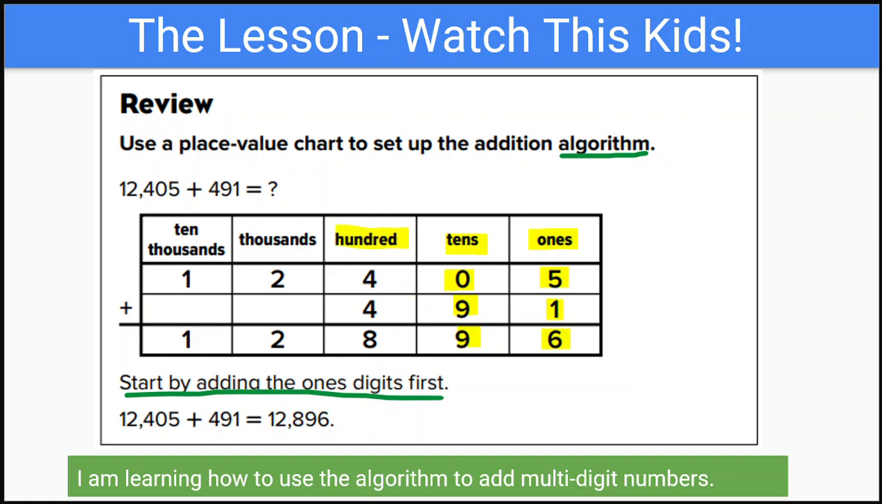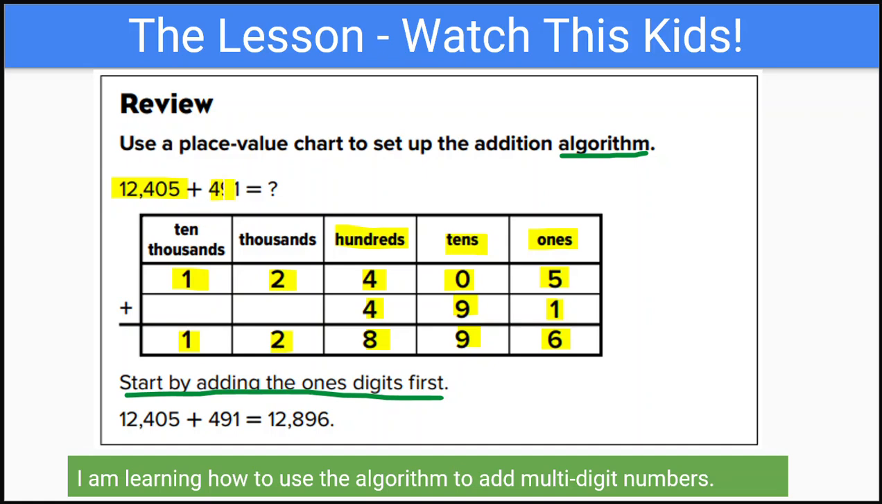Okay, then we're going to do the hundreds digits. The 4 plus 4, you get an 8. And then the thousands digits. There's a 2, and there's no thousands in this right here because it was 491. You don't hear the word thousands right there. Okay, so 2 and nothing equals 2. And then in the 10,000s column right here, we have a 1 and a nothing, and that leaves us with a 1 right there.